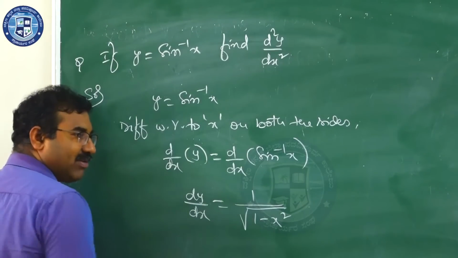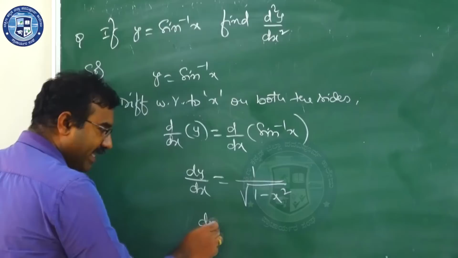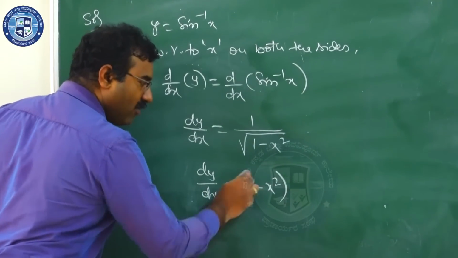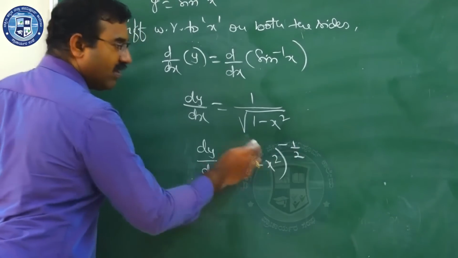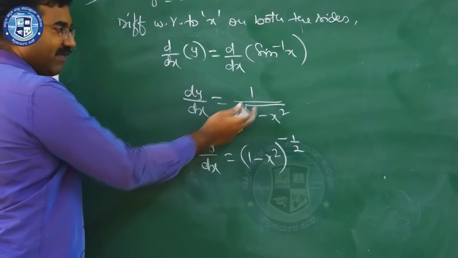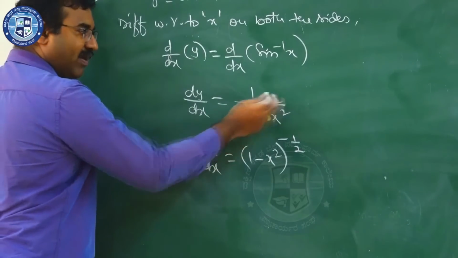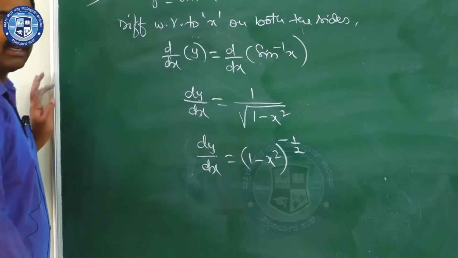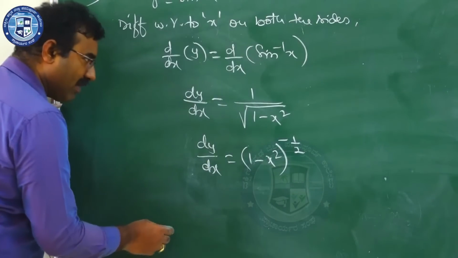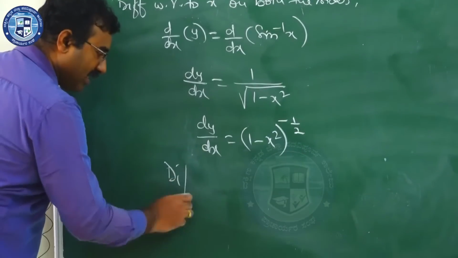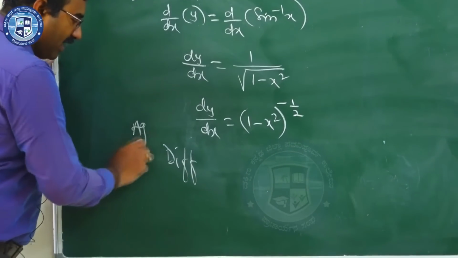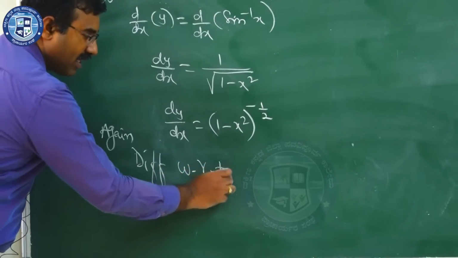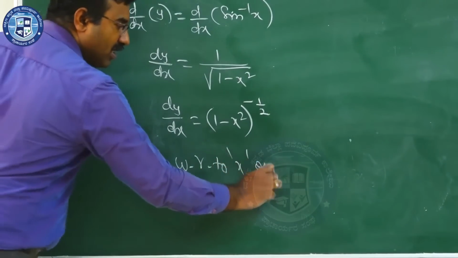So once again you need to differentiate this one. dy by dx you can write like this way, 1 minus x square whole power minus 1 by 2, because the square root is there. If you write it in the denominator, it is 1 minus x square whole power 1 by 2. If you take it to the numerator, it becomes minus 1 by 2. Again you differentiate this one more time, again differentiate with respect to x on both the sides.